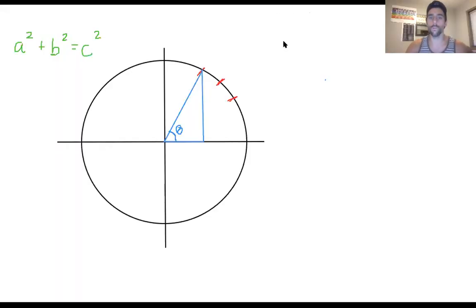So one of your most basic trig identities is called the Pythagorean identity, and it is sine squared.